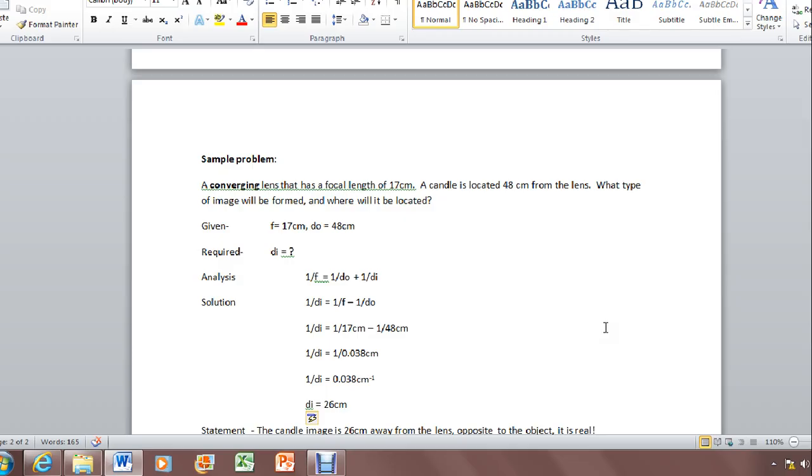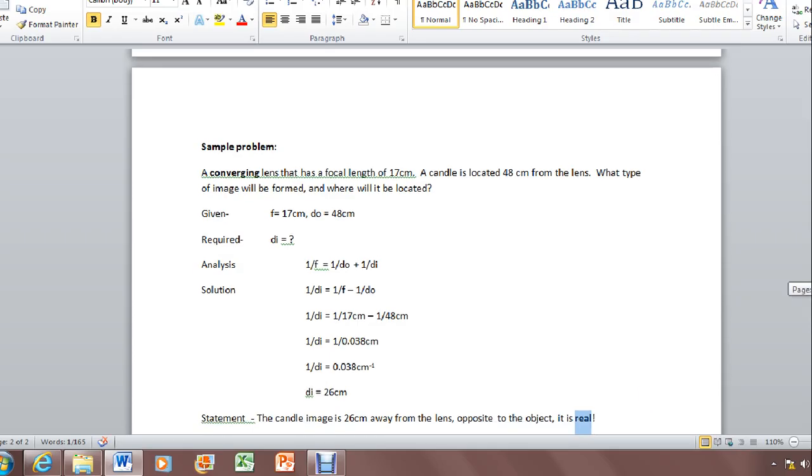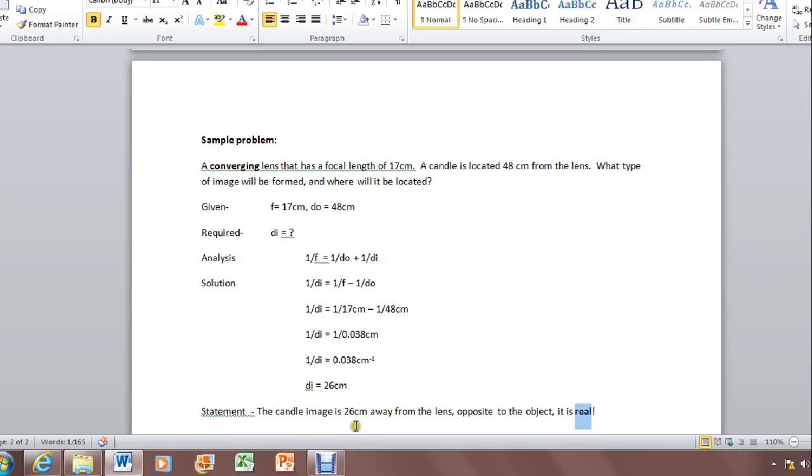So that's telling us it's a positive number, so therefore it's going to be a real image, and it's going to be on the opposite side of the lens, 26 centimeters away. And we're going to get a little upside down candle.